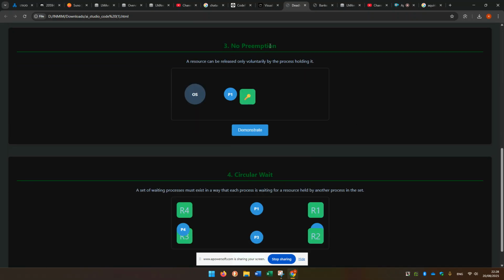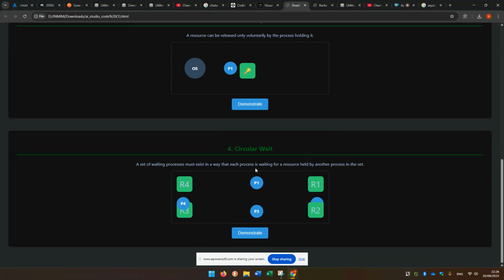The next one is no preemption, namely, if a process holds a resource, the operating system cannot just take this resource away if it needs it. No, the process must voluntarily release the resource in order for it to be released. A resource can be released only voluntarily by the process holding it. So P1 holds this resource, and the operating system cannot take it out. No preemption.